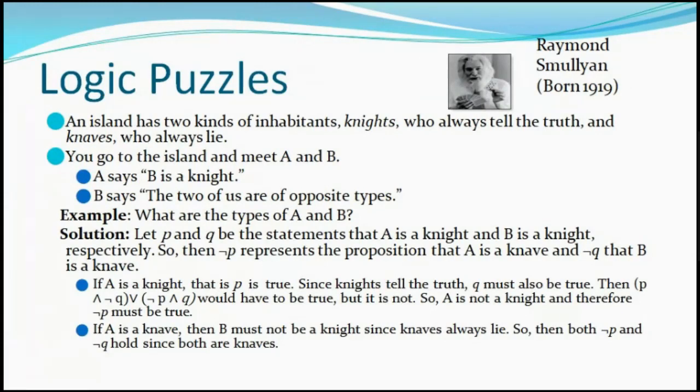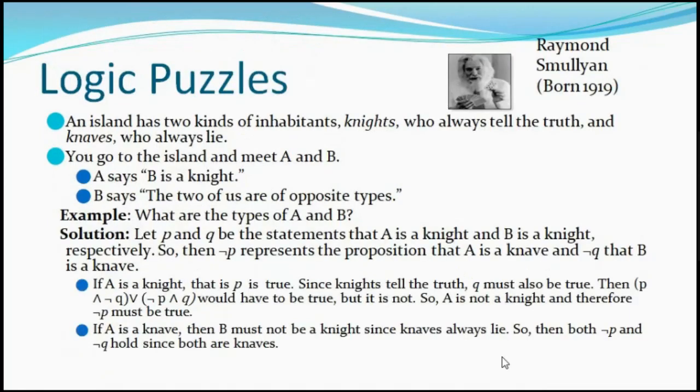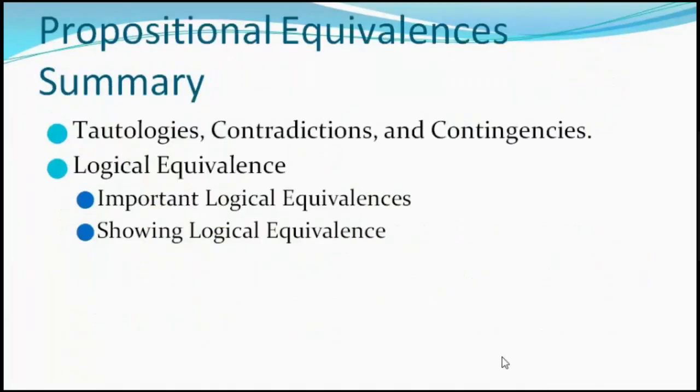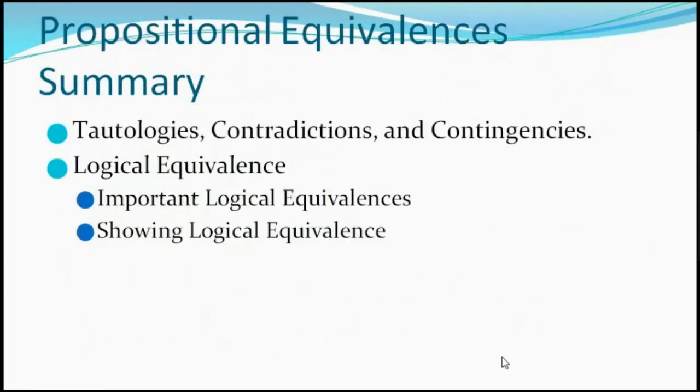So depending upon the situation, we need to solve this puzzle by making the alternatives: what if A is, what if B is, what if both A and B are knights, and what if both A and B are knaves. So this is the way you are supposed to solve logic puzzles. Using these predicates and the combinations, we can develop logic puzzles like this. Next, we'll move on to propositional equivalences.